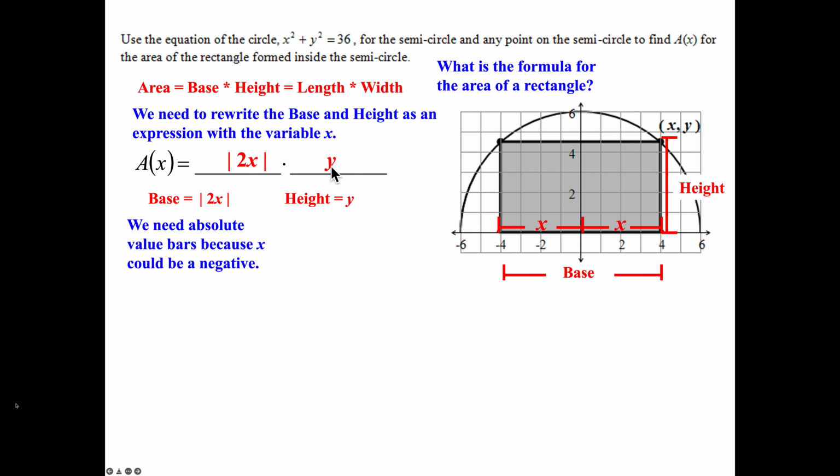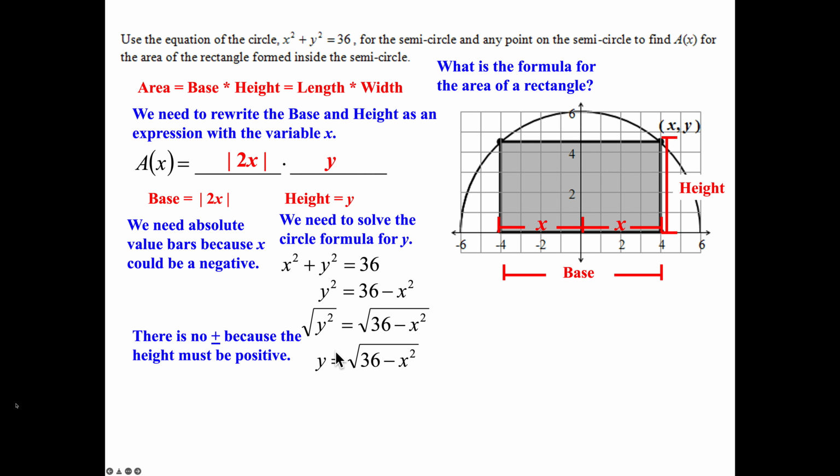So here's my formula so far, but again, we don't want y in my function because I'm only allowed x's. So I need that circle equation, and I'm going to need to solve that for y. So I'm going to subtract over the x squared, take the square root of both sides, and that's going to give me y equals the square root of 36 minus x squared.